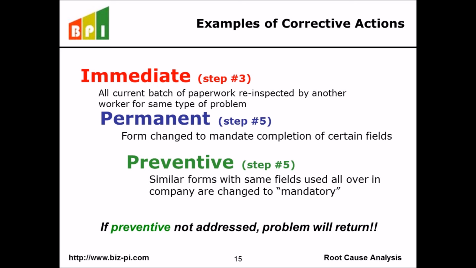Here's an example of a transactional process showing the 3 types of corrective actions. If there is a documentation error, the immediate action is the reinspection of the paperwork for that specific error. This might also include reworking the document to get it back to an acceptable condition. The permanent action is the changing of the form so that it cannot proceed without the correct information going to the document in the future. The preventive action is the mistake proofing of all similar processes so that the error cannot be made again in the future in other areas. And if preventive action is not addressed, problems will return.